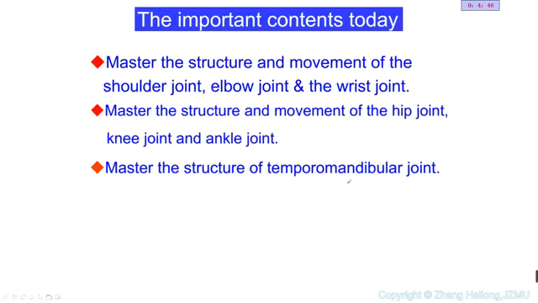Okay, it's the important concept of this class. You should master some important joints. First one is the shoulder, second one the elbow. For the wrist, you only need to know the composition and the movement; you don't need to master the characteristics. And then it's the hip, the knee. The ankle is like the wrist, only know the composition and movement. And the last one is the temporomandibular joint. And these five joints are important joints. Master the composition, characteristics, and movement. Okay, that is the content of this class.